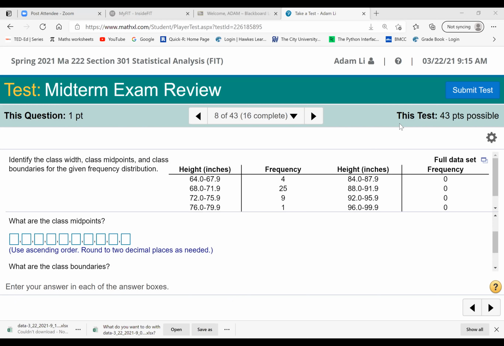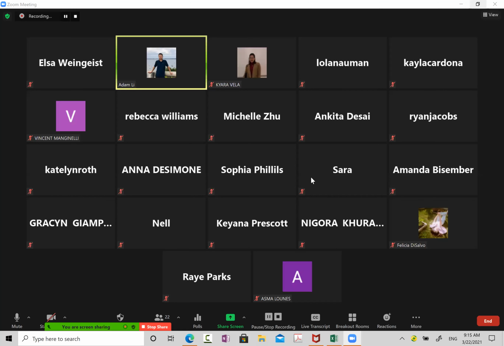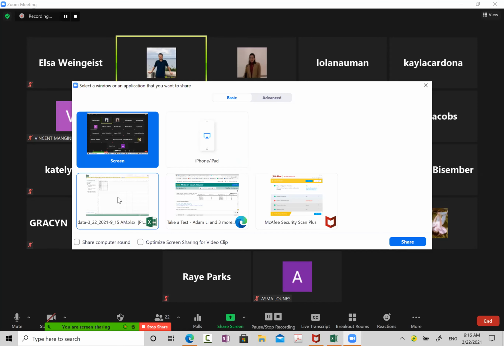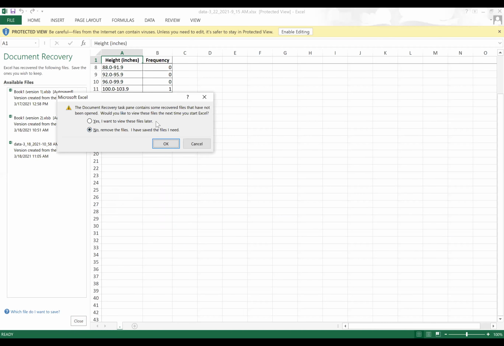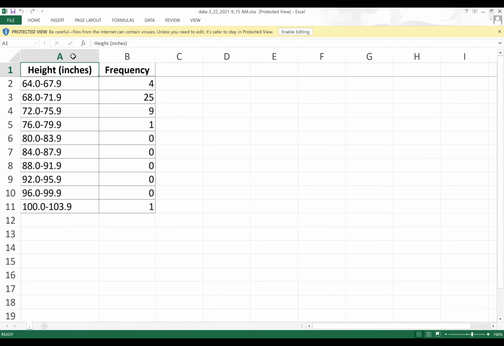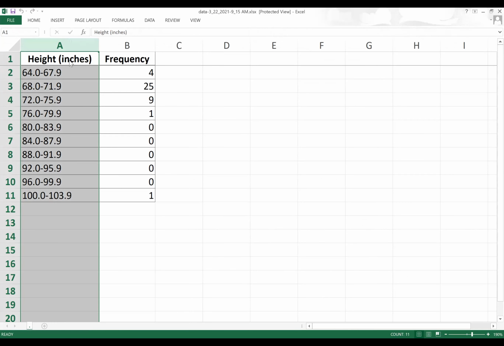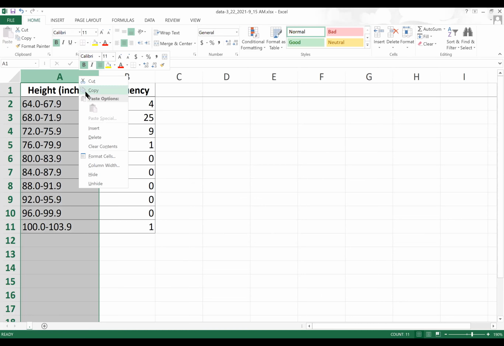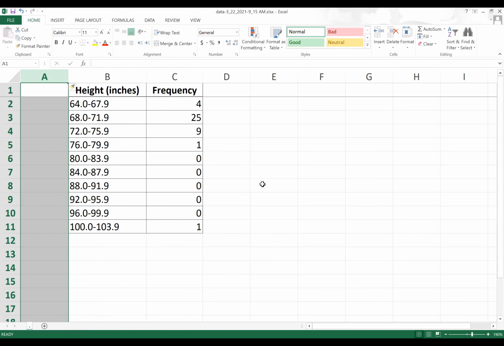All right, so let me share the screen with you. There we go. Okay, this is the Excel file. Now you can just enlarge it, right? Just make it slightly bigger. Enable editing here. So we need to calculate a couple of things. Start with the class width. That's the most important thing.